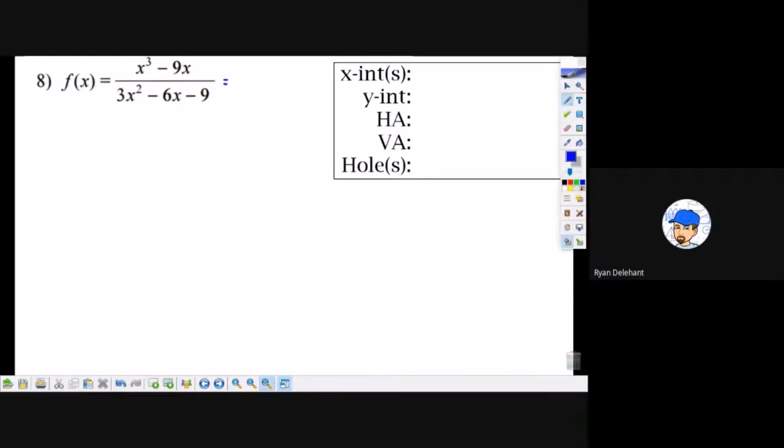The one that we tend to miss more often than not, there's a common factor in the top. What's common between x to the third and 9x? They both have an x in common. Then that leaves you with x squared minus 9. Down here, what's the common factor before you even try to factor it with the box?